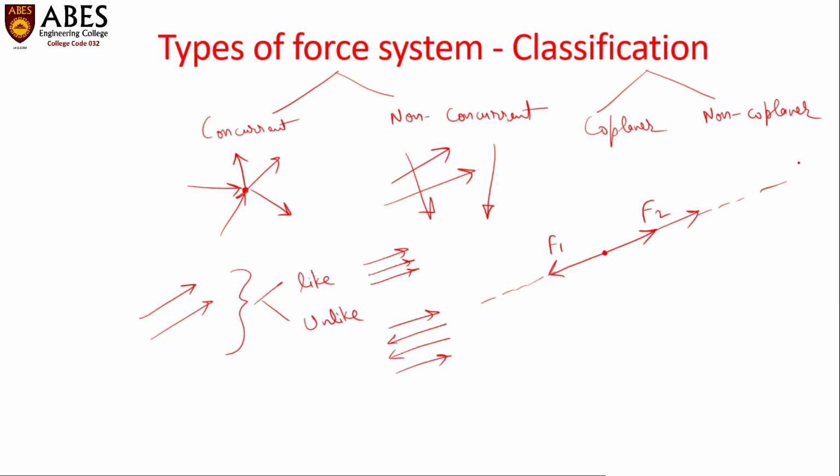So let's conclude. What are the types of force systems? It may be a coplanar concurrent force system, coplanar non-concurrent force system, non-coplanar concurrent force system, non-coplanar non-concurrent force system, like parallel force system, unlike parallel force system, and collinear force system.